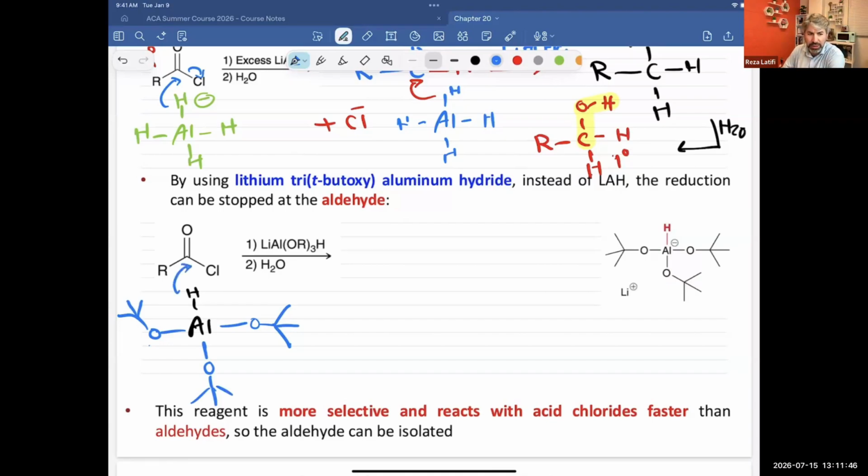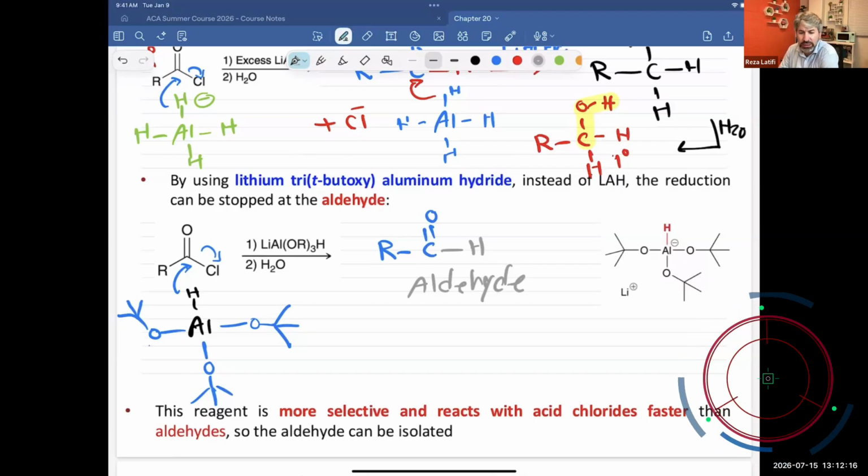Okay, so the first step, again, hydride will be added, chloride will leave the system, and we will get RCO, and now we've got H. So what did we get? We got an aldehyde. Instead of a primary alcohol, we got an aldehyde. And this is the beauty of such a reducing agent. Yes, it's strong enough, but because it's bulky, we can stop the chemical reaction here and get the aldehyde from the reaction.